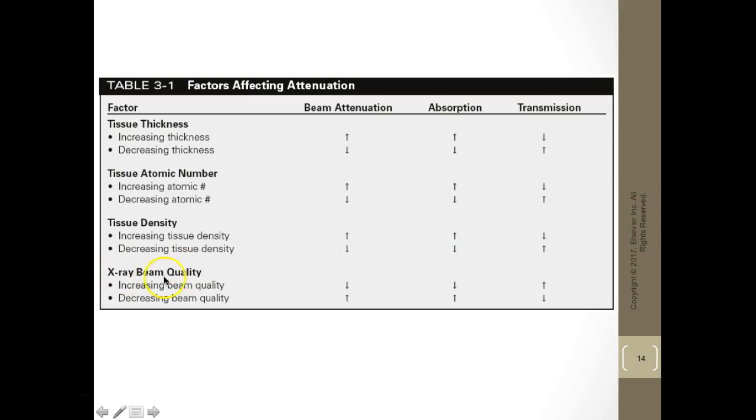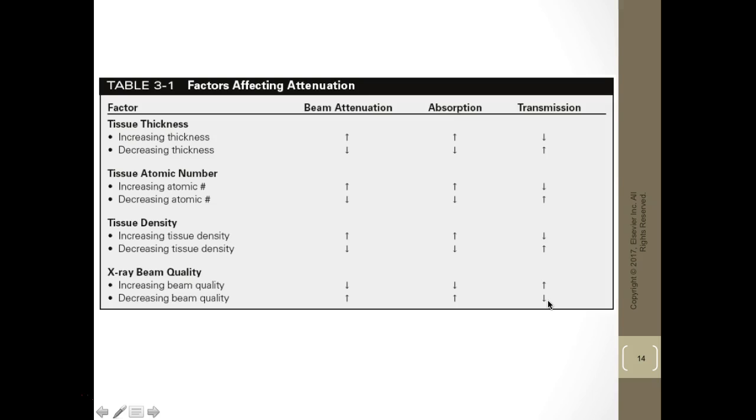Then your X-ray beam quality, and that is the energy of the beam, which is your what? kVp, yes. So increasing beam quality decreases your beam attenuation, so it passes through because it's higher energy. It decreases absorption because it's higher energy, and increases your transmission, whereas if you decrease your beam quality, so decrease your kVp, you're increasing your beam attenuation, you're increasing your absorption, and you're decreasing your transmission.